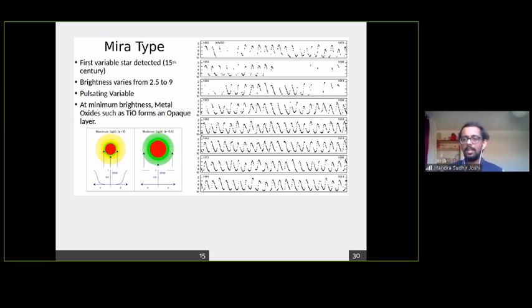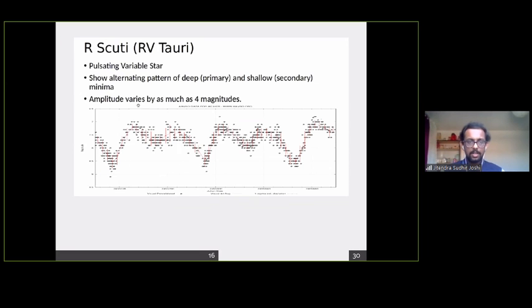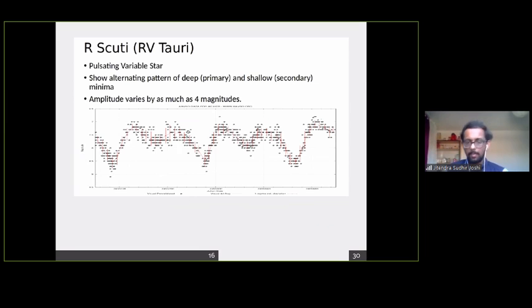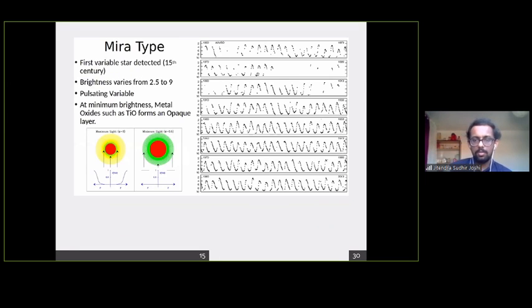Most of the pulsating variables are formed because some element or other forms a layer around the star. So this was the first part. This is another example, and the difference is that the first part shows a metal oxide layer, while this one forms some other layer, like a TiO layer. In this one I don't remember, but it forms some other layer. So we see two different types of dips.